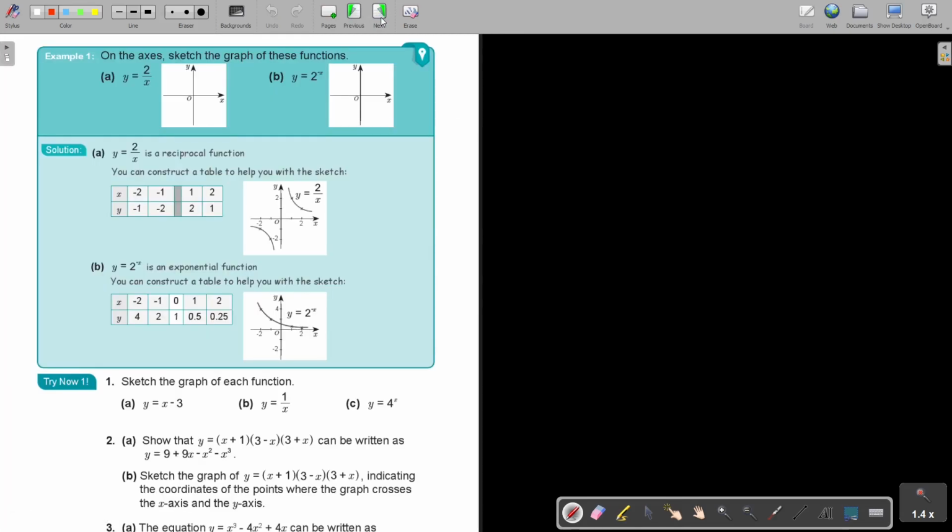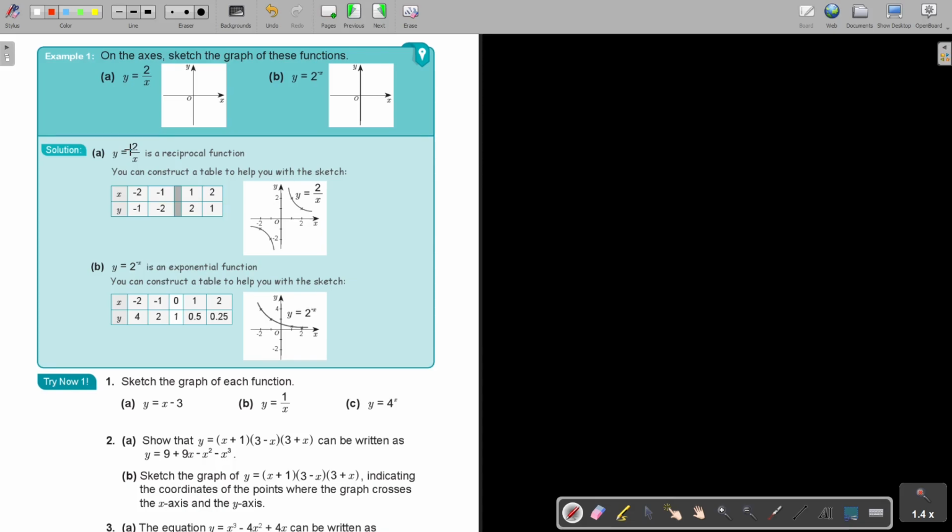Okay, so now this is the first type of question that they can ask. They say, on the axis, sketch the graph of these functions. So if you have a basic idea, that's very good. But I prefer that you also make a small table just to be a little bit more accurate in your sketch. So if it's 2 over x, you can see this is a reciprocal function. So you can construct a table to help you with the sketch. For me, it's just helping me with the sketch. Although if you just do it nice and neatly, that will also be fine.